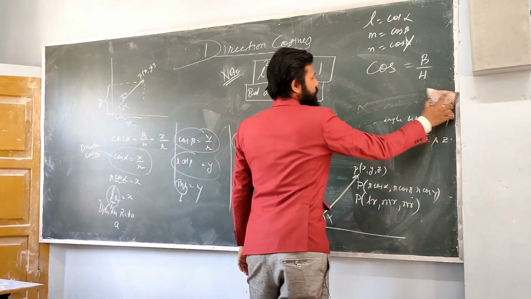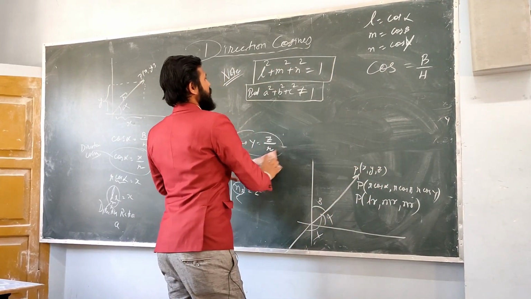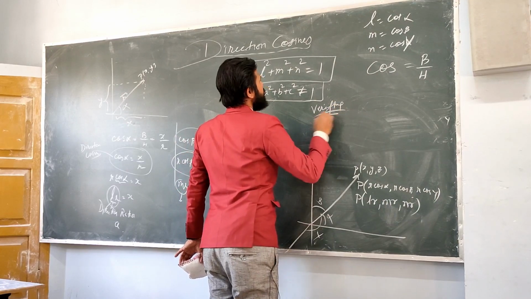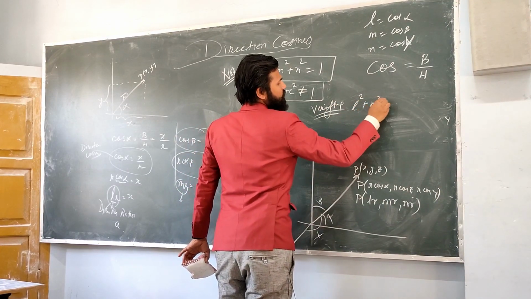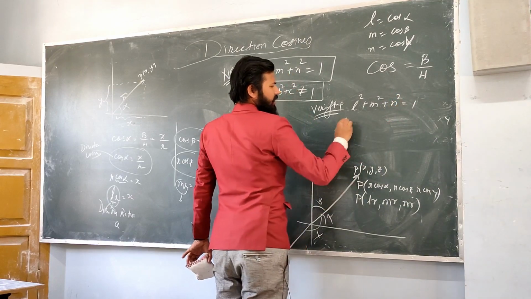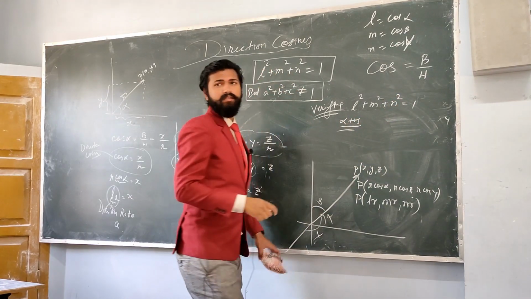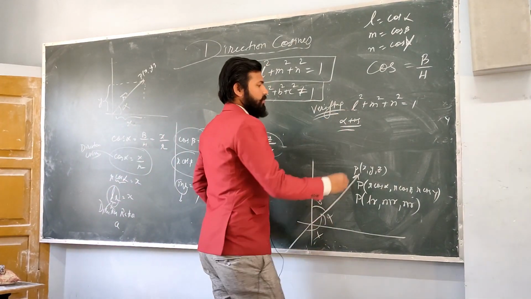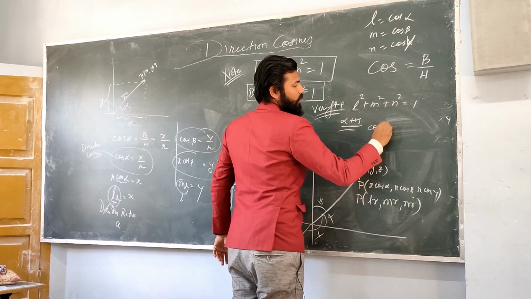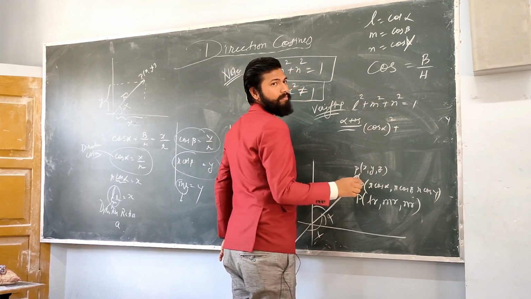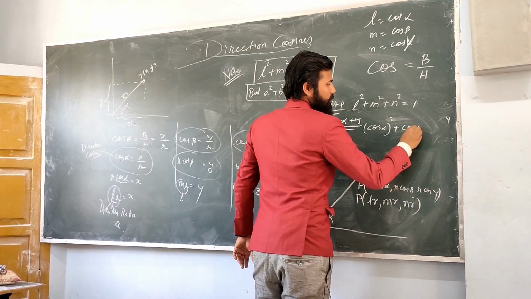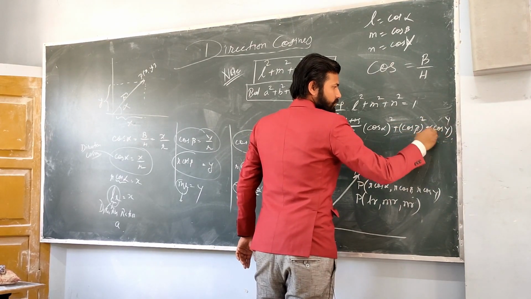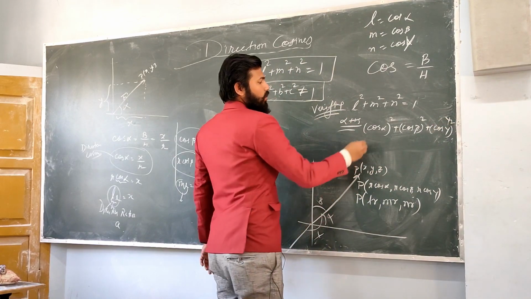I'm having this portion. Let us verify this time. Verifying. Left hand side. Guys, look here. What is l? cos alpha. Cos alpha whole square. What is m? Cos beta whole square. And what is n? Any problem? Cos alpha was what?